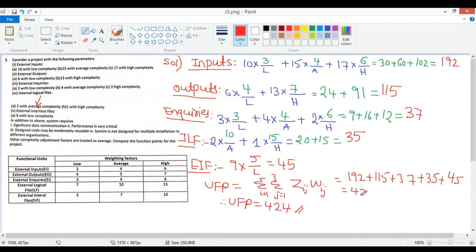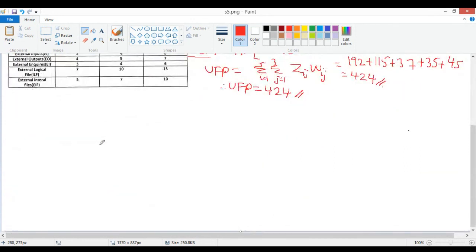Okay, now the next hurdle is to find out, in addition to the above, the complexity factors are given. The system requires significant data communication, performance is very critical, design code may be moderately reusable, system is not designed for multiple installations, other complexity factors, treat this as average. Compute the function point for the project. So now we have to find out the function point.